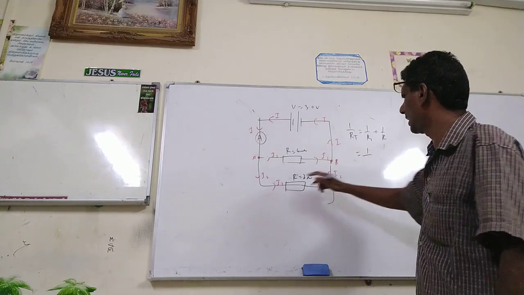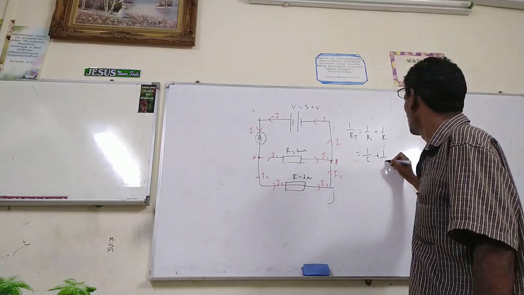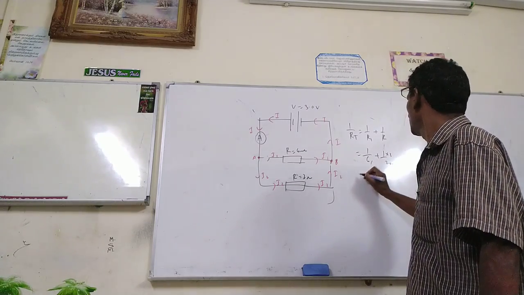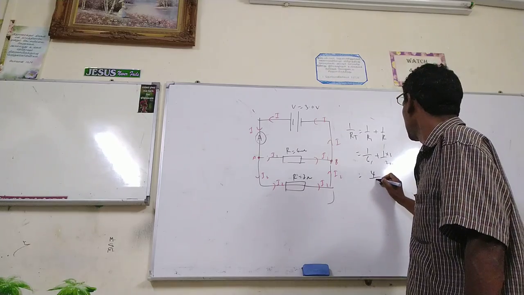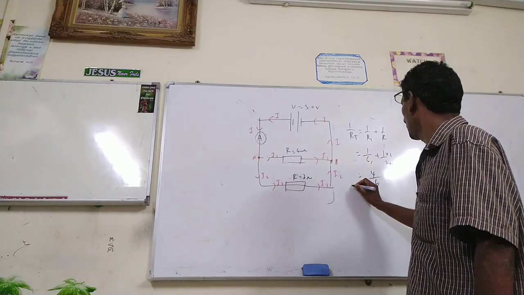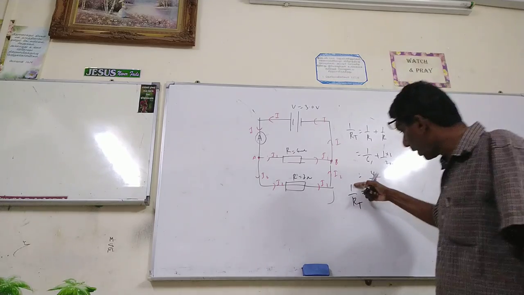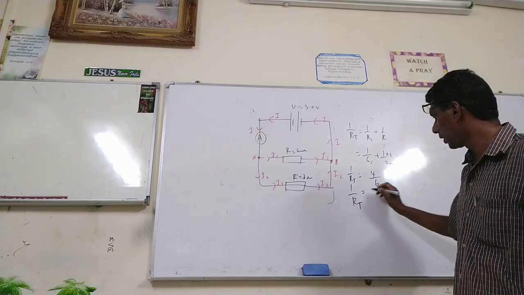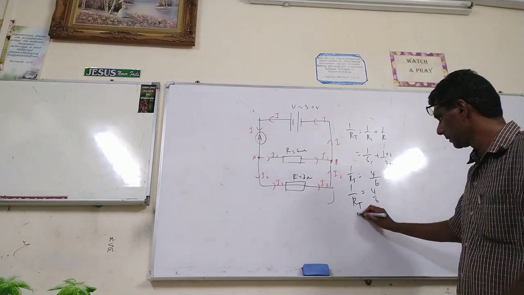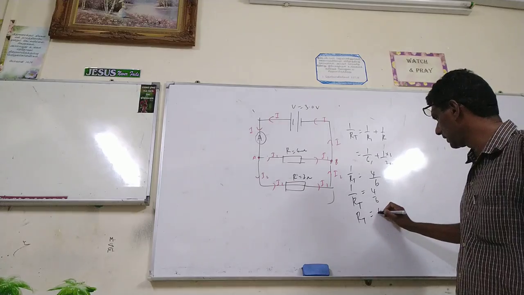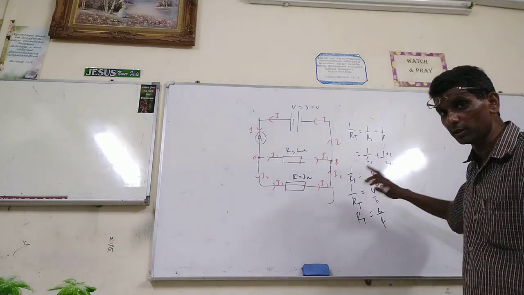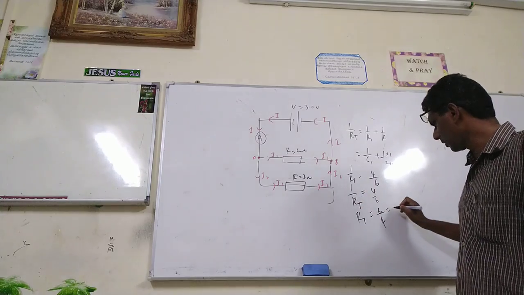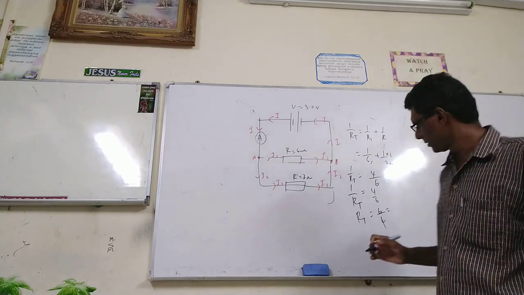So 1 over R1, R1 is 6, and R2 is 2. So 3 plus 1, that is 4 over 6. 4 over 6 is 1 over RT. Don't forget this one. You must reverse it, RT over 1 is 6 over 4. For a parallel resistor, this is very important. This must be 1.5.